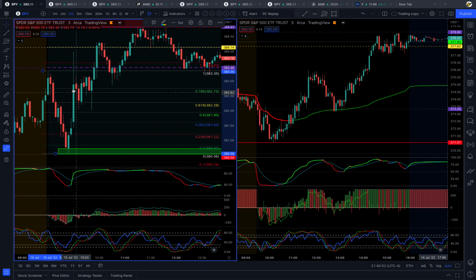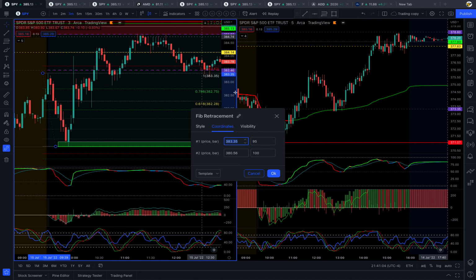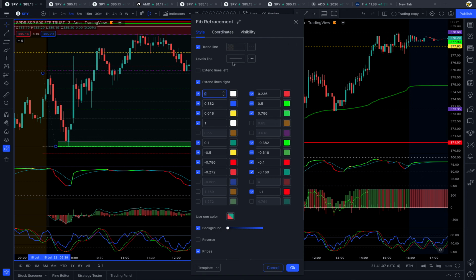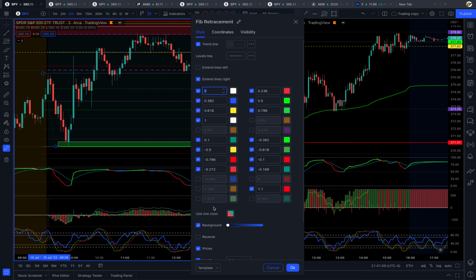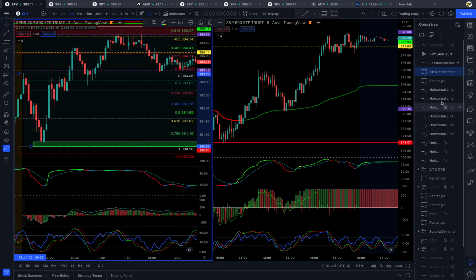On the upside of it, once it breaks that fib anchor point, what I'm looking for now is I'll reverse my fibs to the upside. I'm going to hide all these rectangles. Try to get some of this stuff off the chart.